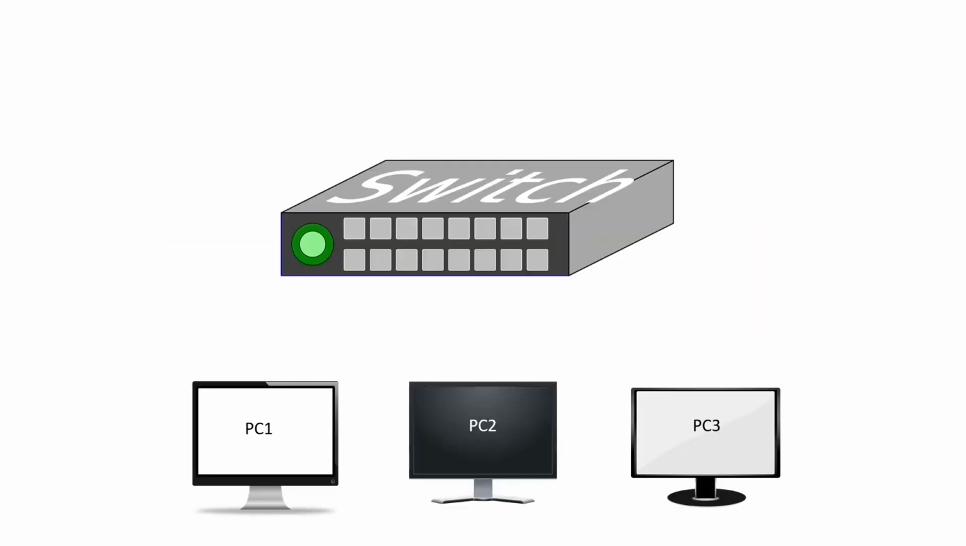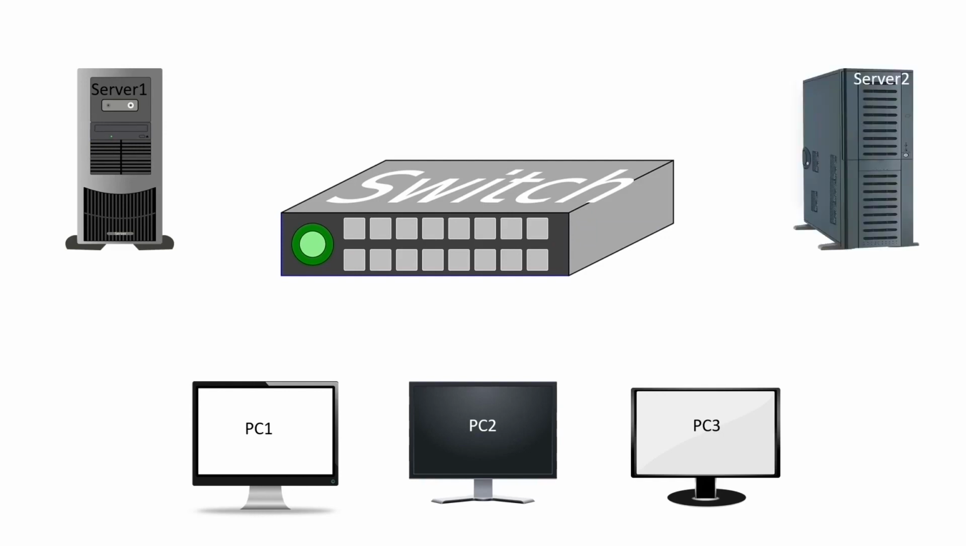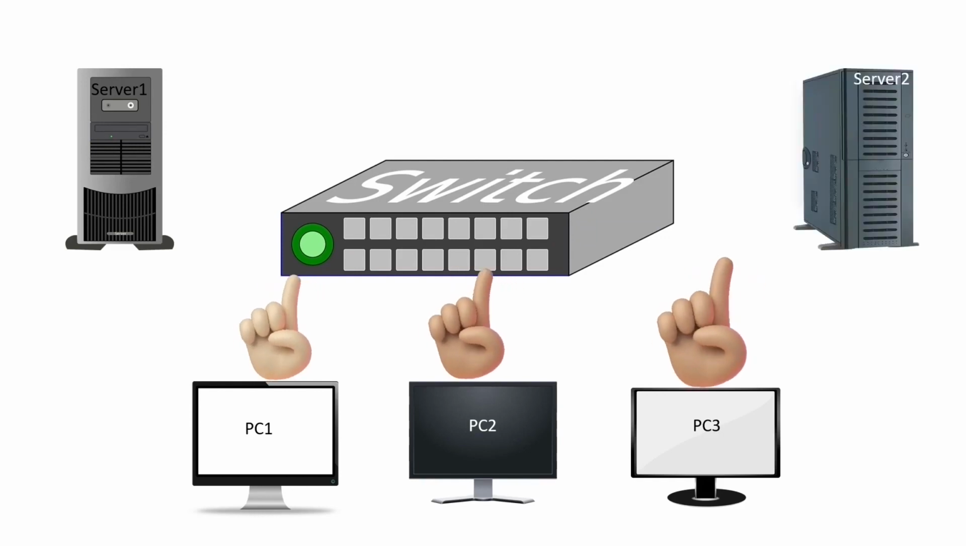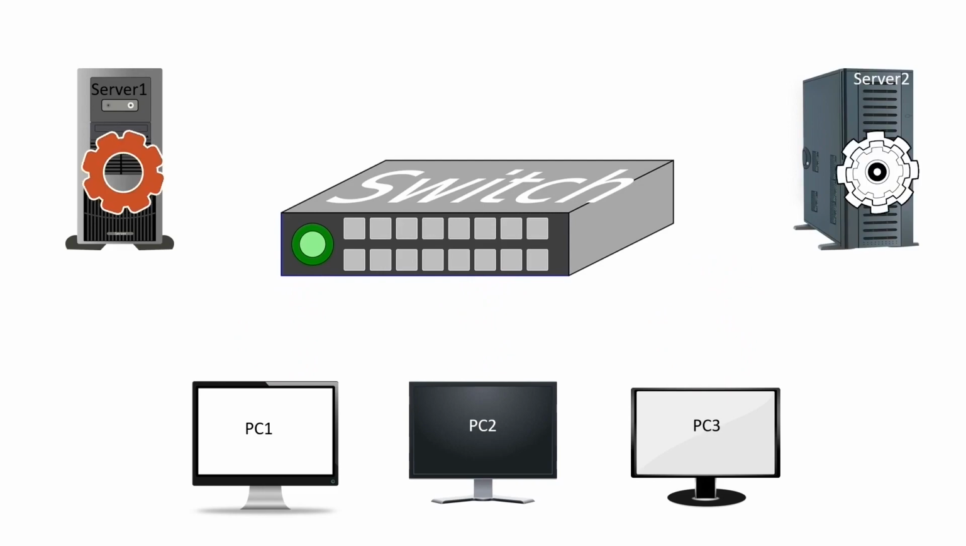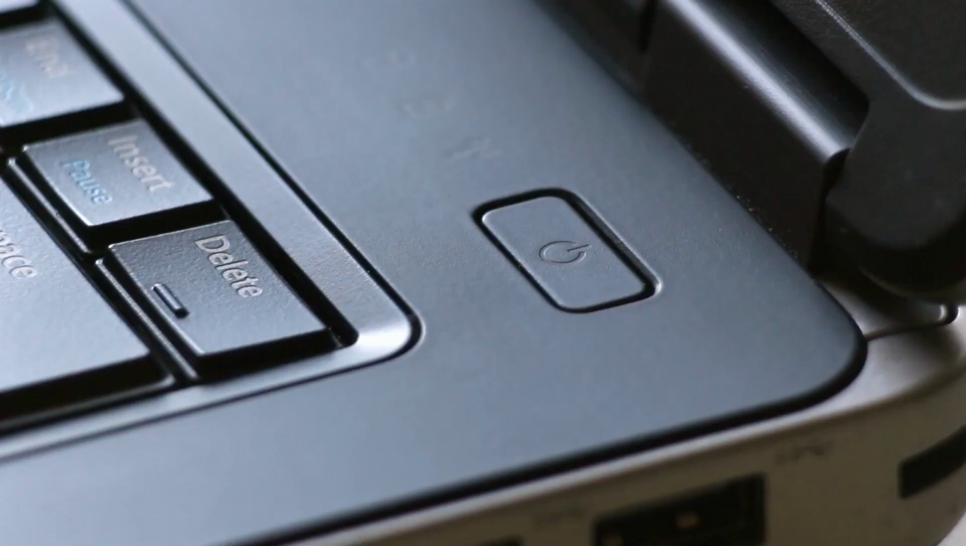Suppose a network has 3 PCs and 2 DHCP servers. Currently, PCs have no IP configurations. DHCP service is configured on both servers. Now, let's understand how a PC in this network will get its IP configurations from the DHCP server.